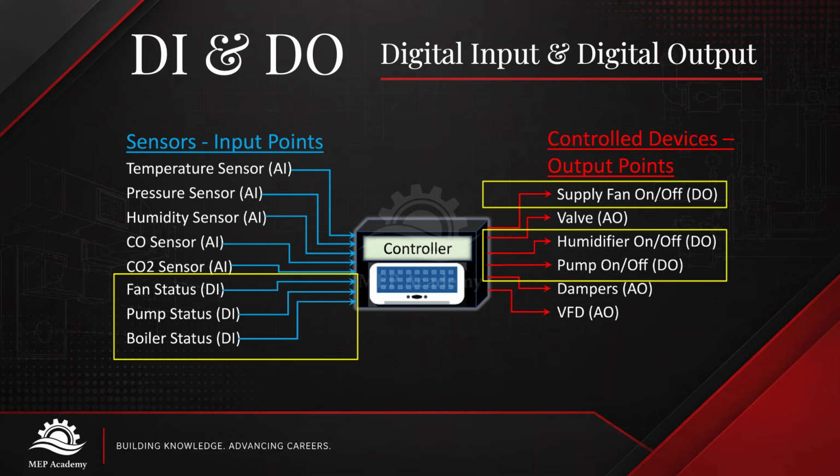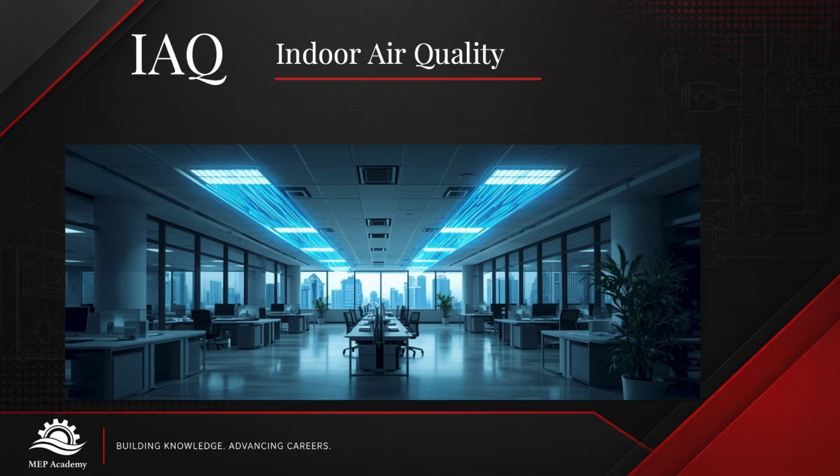Next, let's look at several acronyms associated with indoor air quality, filtration, and environmental conditions inside a building. Number 41. IAQ, Indoor Air Quality. IAQ refers to the quality of the air inside a building and how it affects occupant health and comfort. Ventilation, filtration, humidity, temperature, and airborne contaminants all contribute to indoor air quality.